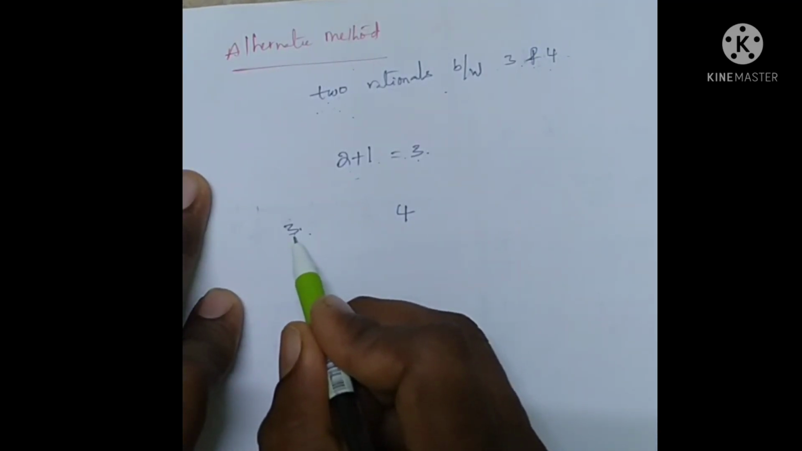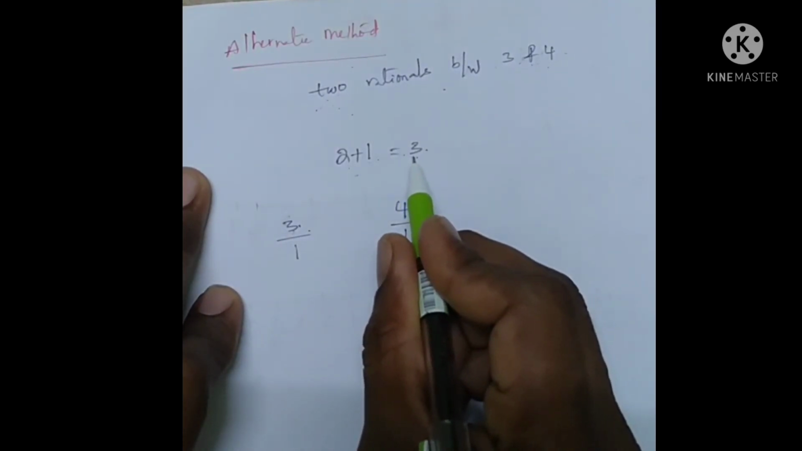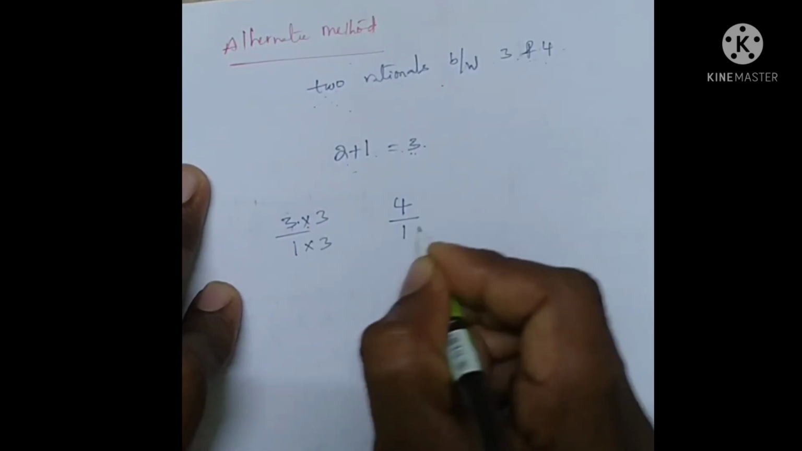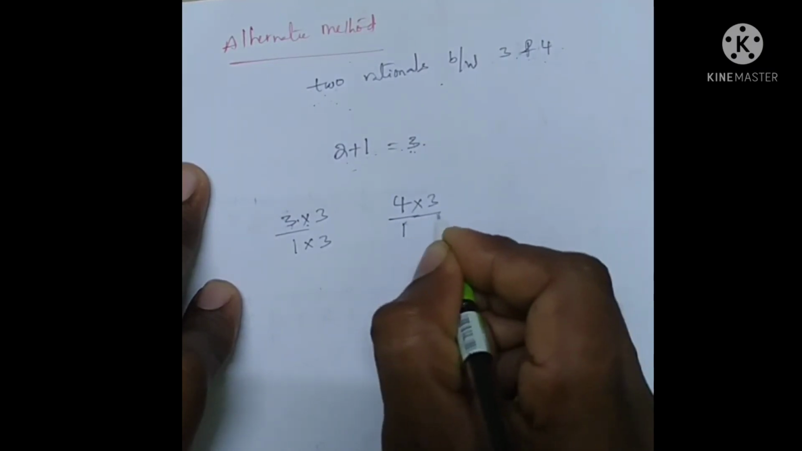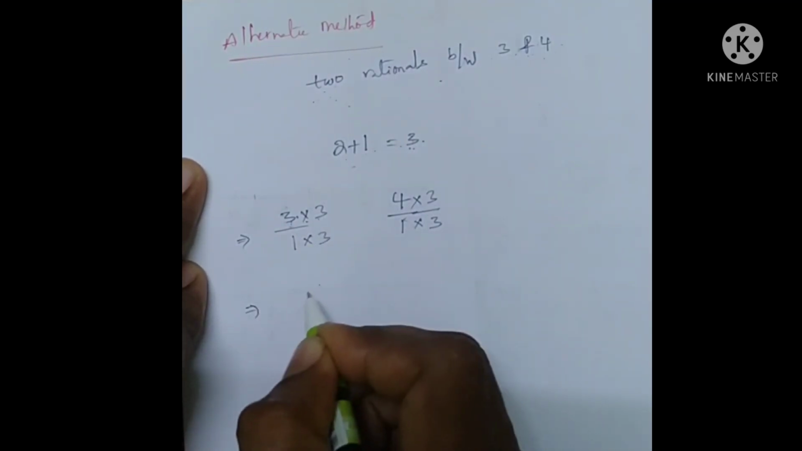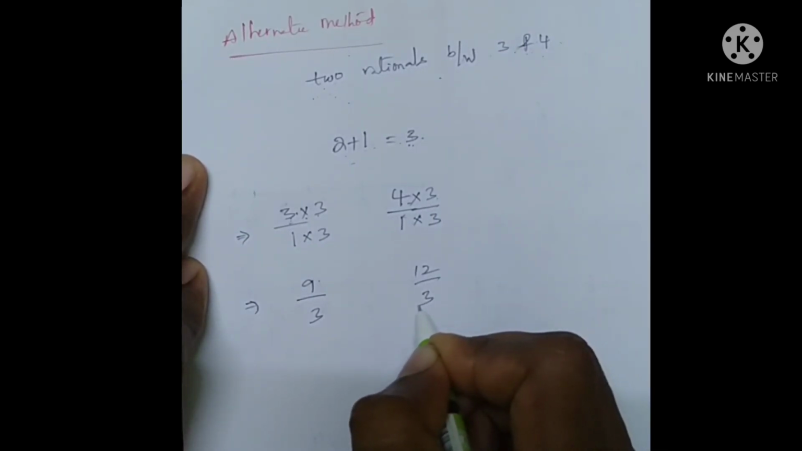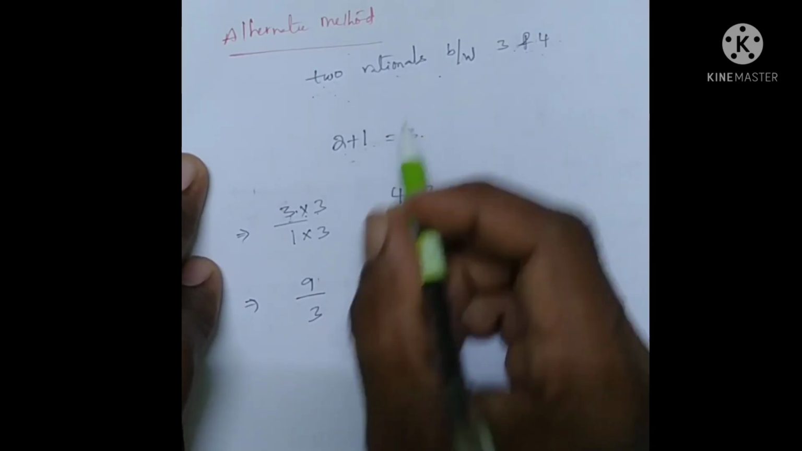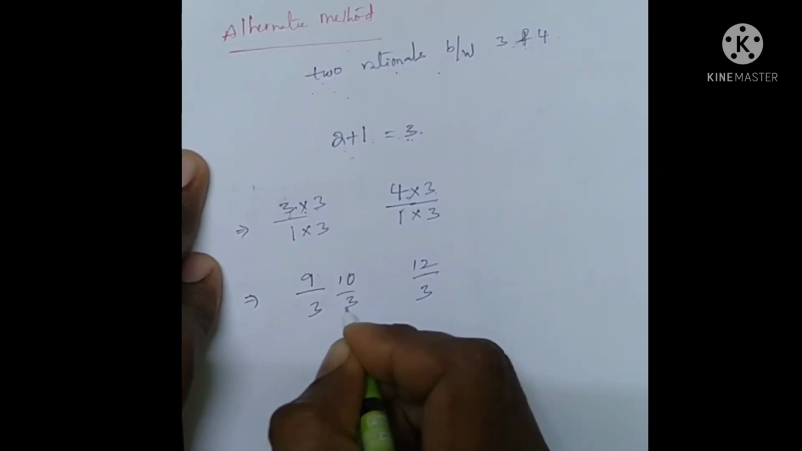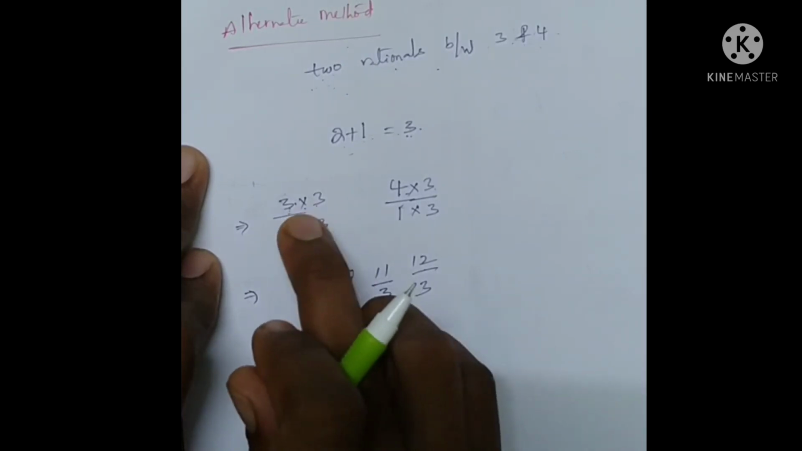Multiply numerator and denominator. Here the denominator is 1, right? Here also the denominator is 1. Multiply numerator and denominator with 3, so 3 by 3. So that is equal to 3 times 3 is 9 by 3. Here 4 times 3 is 12 by 3. So the two rationals in between 9 and 12 are 10 by 3 and 11 by 3. These are the two rationals between 3 and 4.